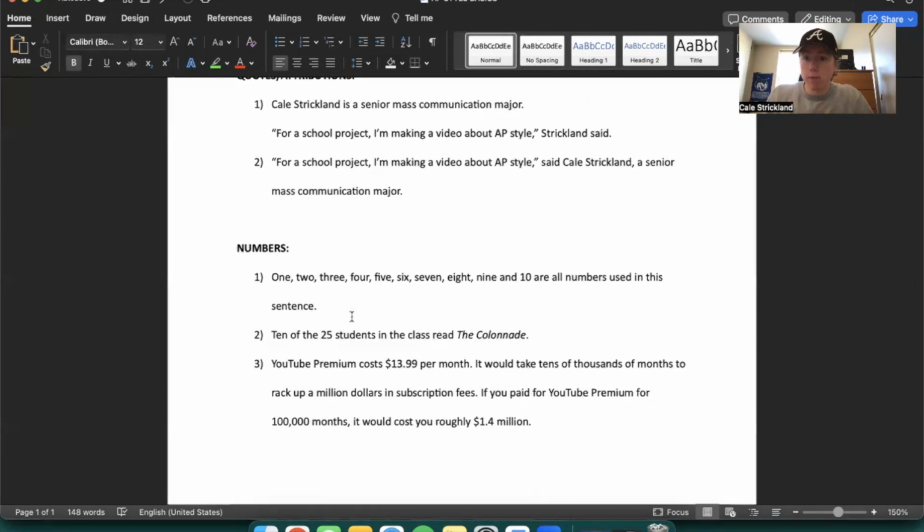Last thing, numbers. 1, 2, 3, 4, 5, 6, 7, 8, 9, and 10 are all numbers used in this sentence. 1 through 9, we spell out no matter what. 10 and above, we use digits.